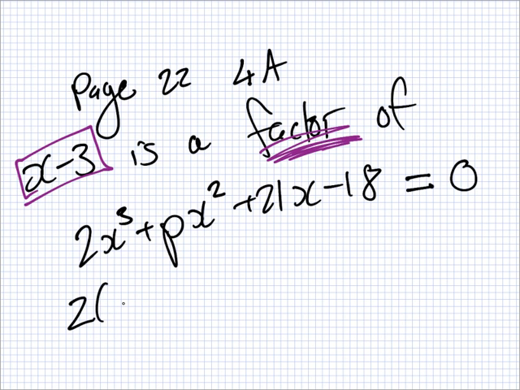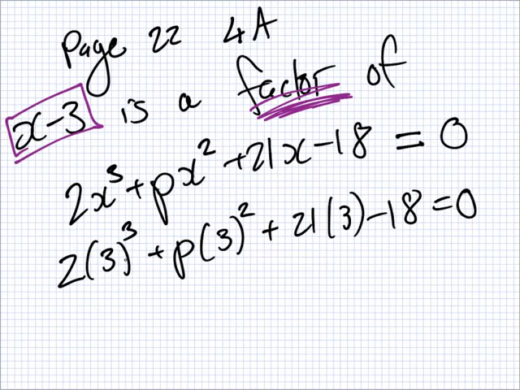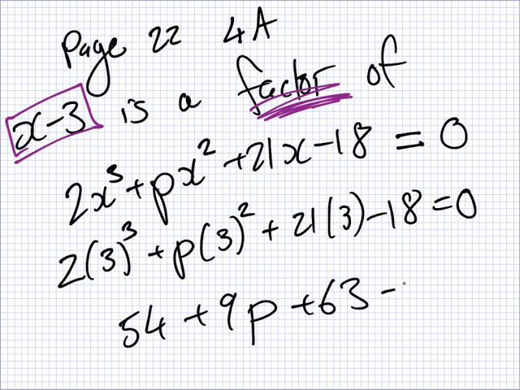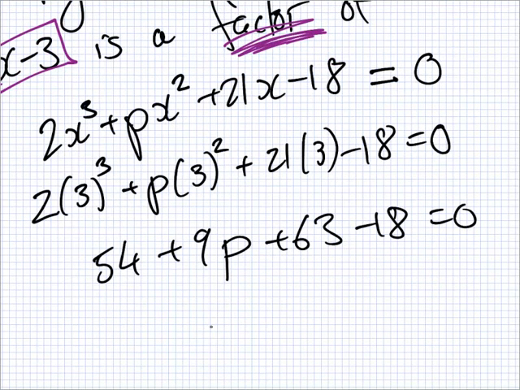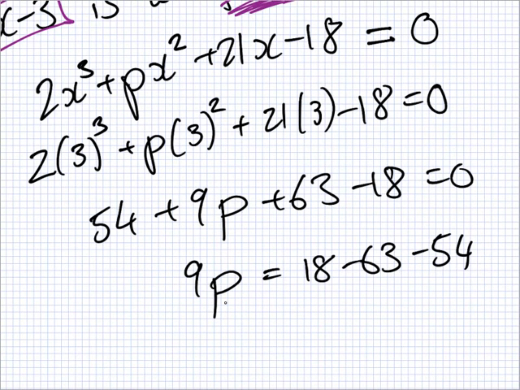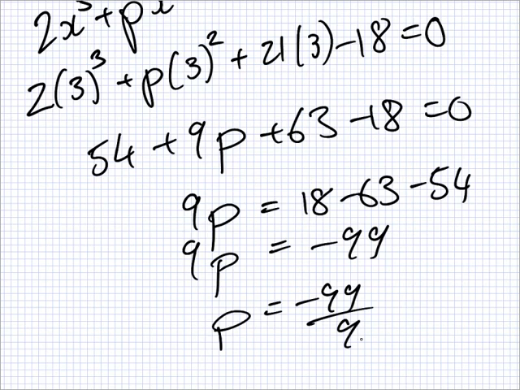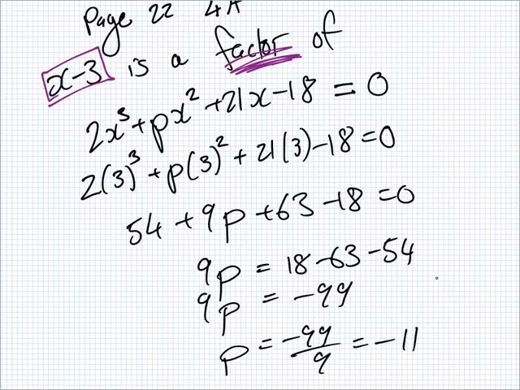So you have 2 times 3 cubed plus p times 3 squared plus 21 times 3 minus 18. That should equal 0. Oh goodness, what's that? 9, 27, 54, is it? 54 plus 9p plus 63 minus 18 should equal 0. 9p should equal 18 minus 63 minus 54. Minus 99. So 9p should equal minus 99. So p is minus 99 divided by 9, which is minus 11. So minus 11 for that one.